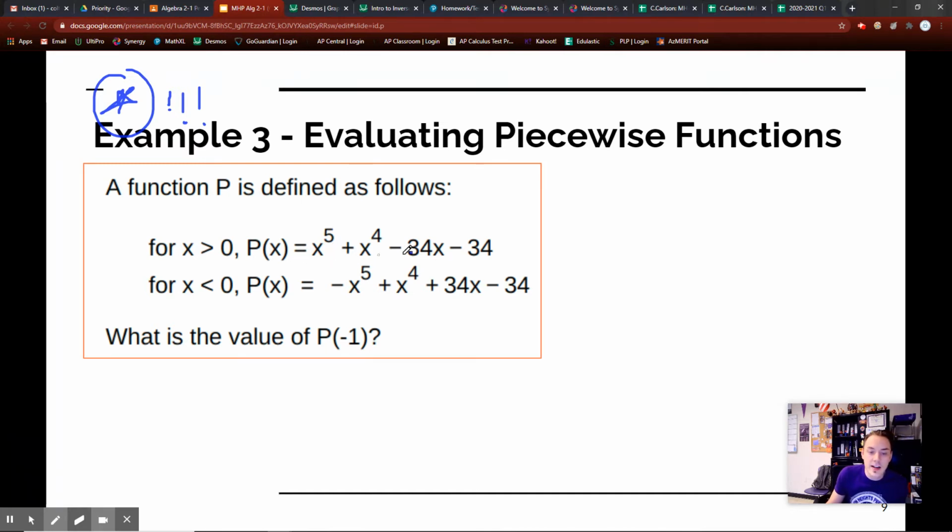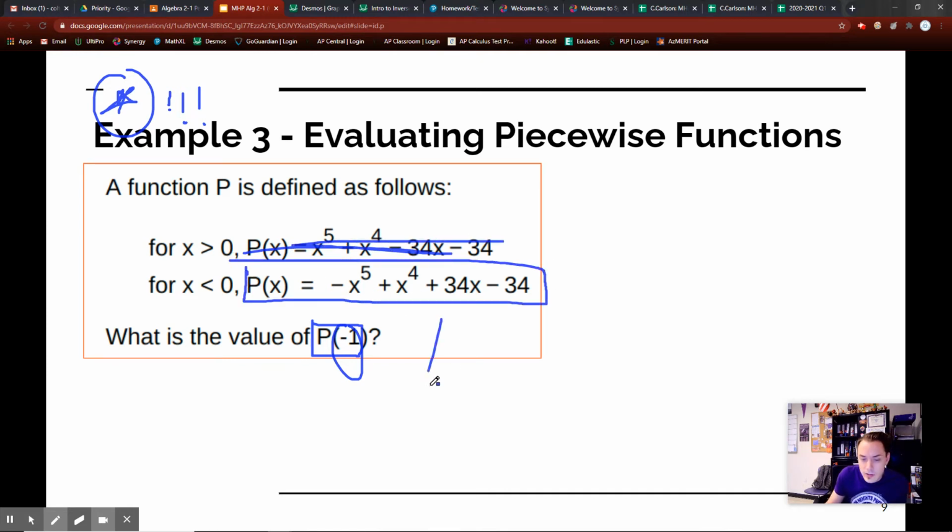Function p is defined as follows. Okay, there's a couple of different functions. You have this function, it's a little bit different. Now, what is the value of p of -1? Now, look at -1. Is it greater than or less than 0? Okay, it's less than. So, are you going to use this first one? No. Okay, so you're going to use this one. What is that going to look like?